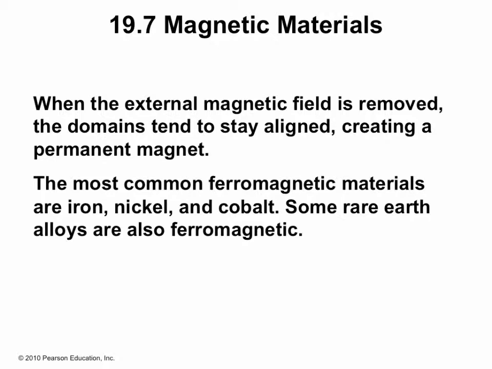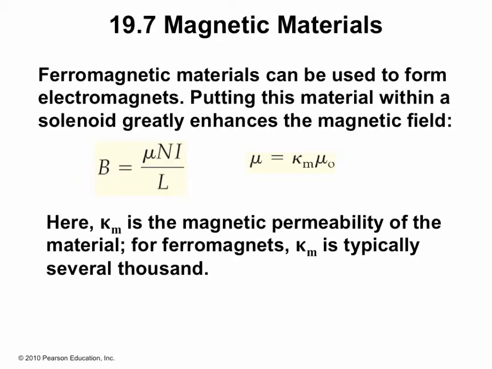This doesn't always happen, but the ferromagnetic materials that are most common are iron, nickel, and cobalt. There are some rare alloys that will also work. So ferromagnetic materials can be used to form electromagnets. Putting this material within a solenoid greatly enhances a magnetic field.